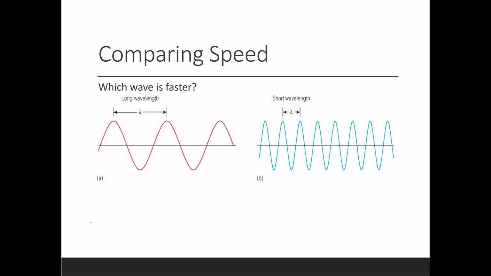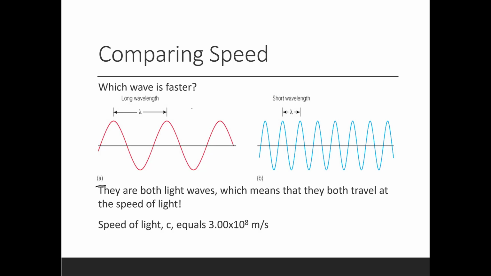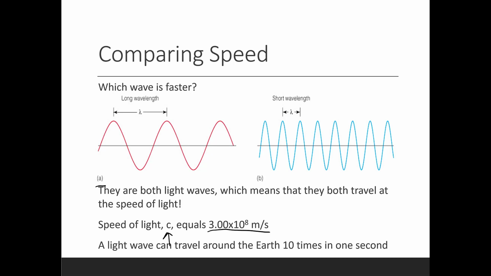So let's talk about speed. Which of these waves here is faster? Well, the red wave, wave A, has a longer wavelength, but it has a lower frequency. Wave B has a shorter wavelength, but it has a much higher frequency. These are both light waves, which means they both travel at that speed of light. The symbol for the speed of light is c. One light wave can travel around the Earth 10 times in 1 second. So like I said, that's pretty fast.